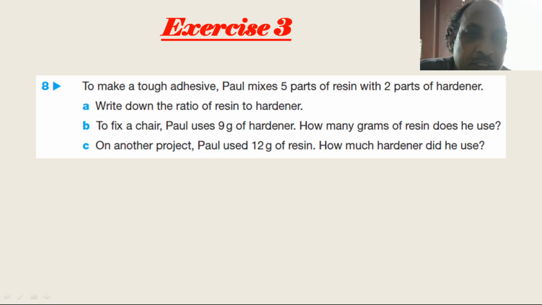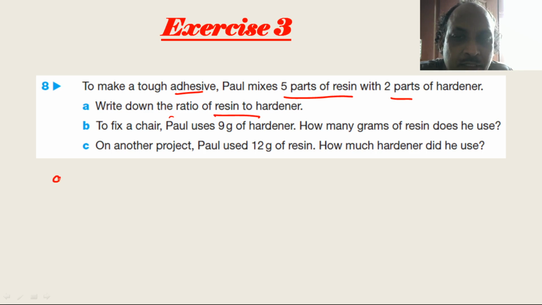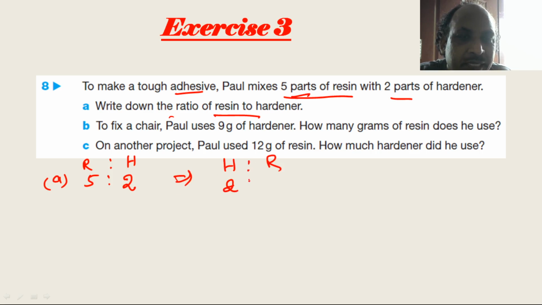Okay, so the next question is: to make a tough adhesive, Paul mixes 5 parts of resin with 2 parts of hardener. We need to write down the ratio of resin to hardener. So resin is 5 parts, right? So it is 5 is to 2 parts of hardener. So it is resin, it is hardener. If we are asked to find hardener is to resin, then we can write 2 is to 5. We can also reverse the ratio.